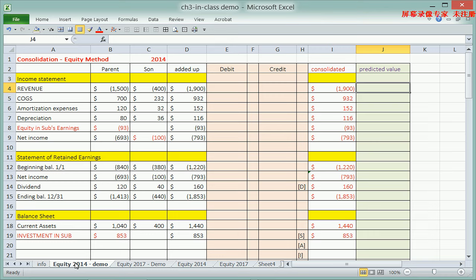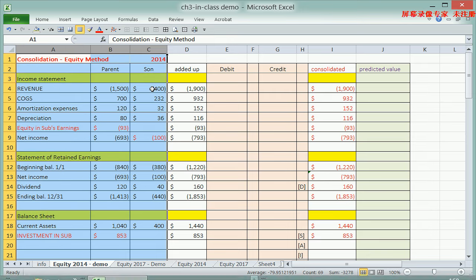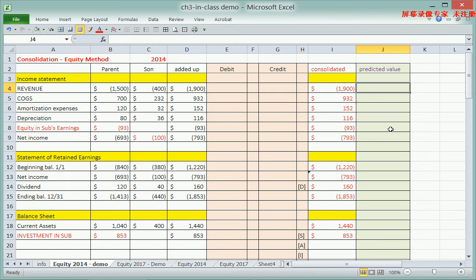Let's start with the first year of consolidation. We start with the two companies' financial statements at the end of 2014. Remember, 2014 was the first year that the parent acquires the sub and also consolidates with the sub after acquisition. The predicted value here is almost the same as Chapter 2 when we learned acquisition date consolidation. So basically, let's first predict what the consolidation balances would be.